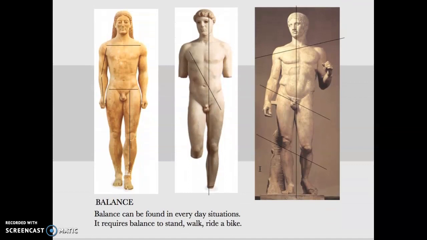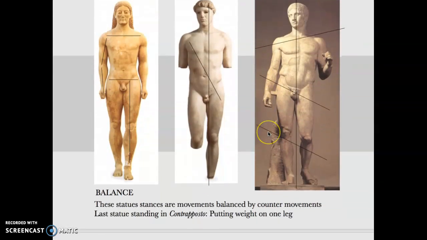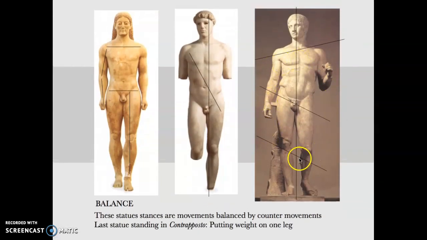Balance can be found in everyday situations. We require balance to stand, to walk, to ride a bike. You can see from these different poses in the statues how the distribution of their weight is creating a balance. And in this statue on the very right, we have what's called contrapposto, which is putting all your weight on one leg, which gives you a certain skeletal balance here.